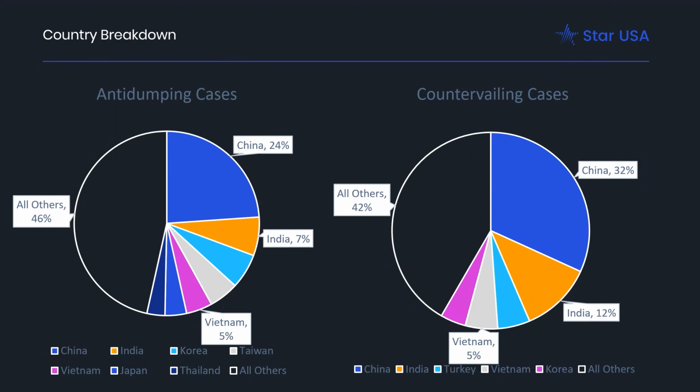These are also as old as the 1960s, 1980s. Duty amounts range from 0 to 620% and average around 60%. Again, China is the highest at 32% of those cases. India is 12% and Vietnam is also 5%.